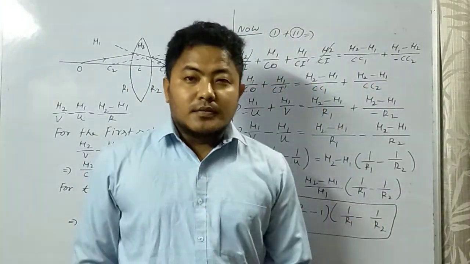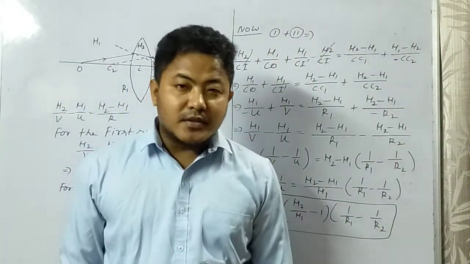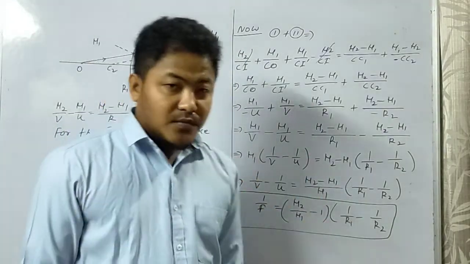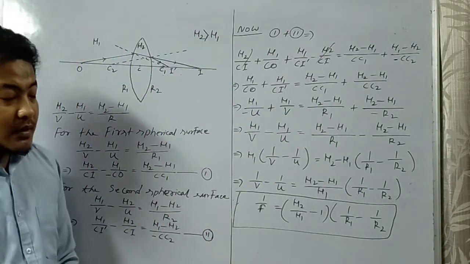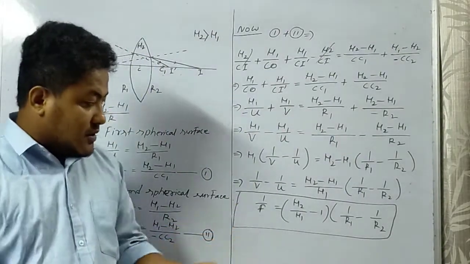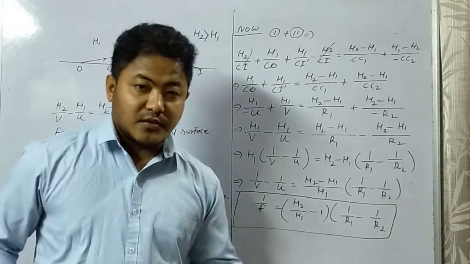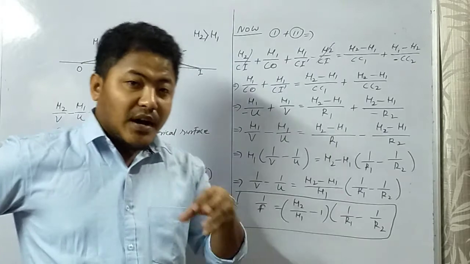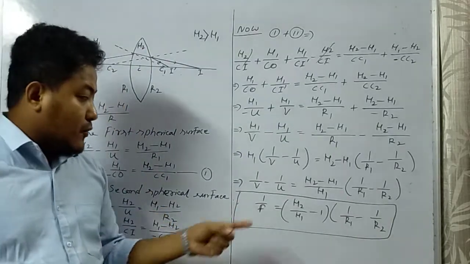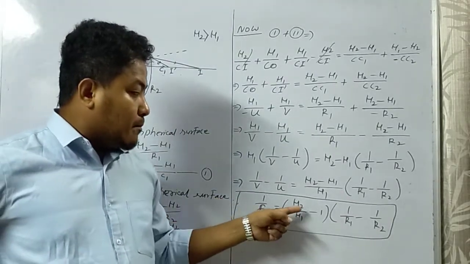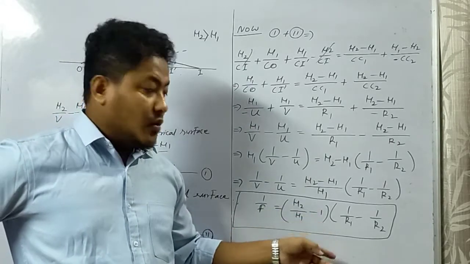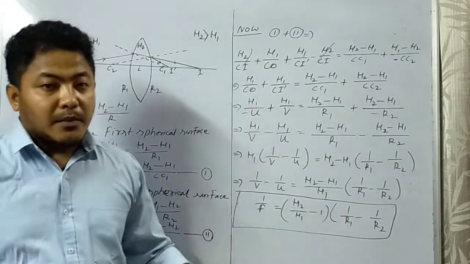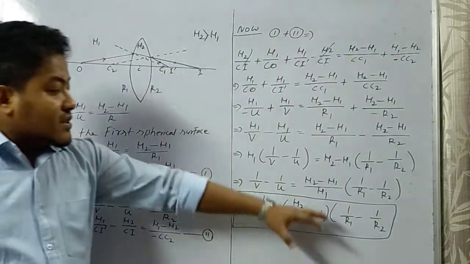My dear students, in the previous class we discussed what you are right now seeing on the blackboard, and I told you that something was left in the previous class discussion, and finally we derived the lens maker formula, that was 1/f = (μ2/μ1 - 1)(1/r1 - 1/r2). That we derived in the previous class, and this is the lens maker formula.